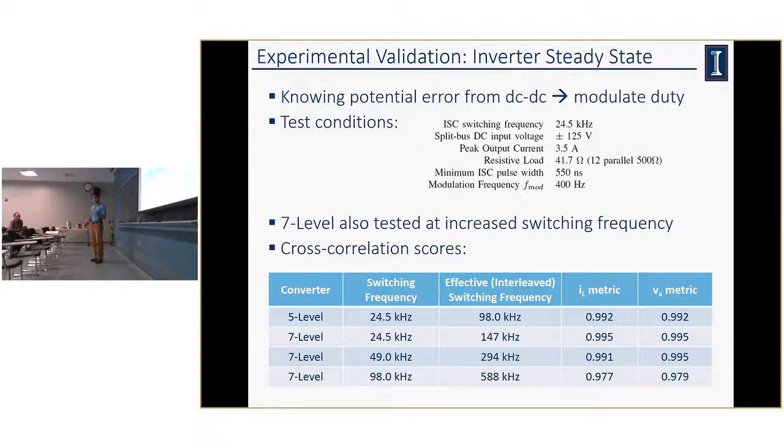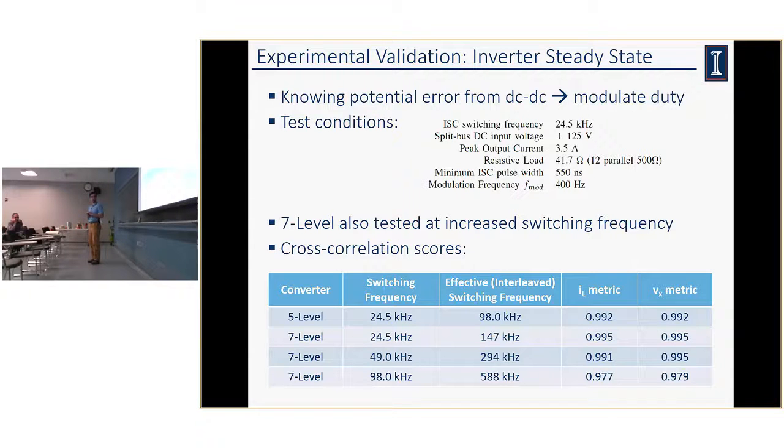So having analyzed where sources of error might be under DC-DC operation, we then considered the emulator simulating an inverter scenario. So we modulate the duty cycle at 400 hertz, here actually at slightly higher power. And in addition to testing at the specified frequency for the 7-level converter, we also wanted to really push the limits of the emulator. So we increased the switching frequency to 49 kilohertz and 98 kilohertz, showing respective increases in the output frequency. And the correlation metrics are again plotted here.